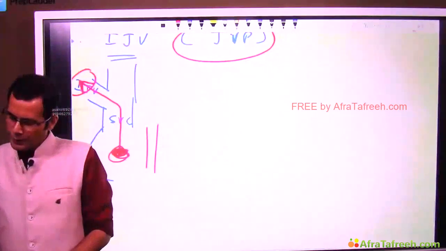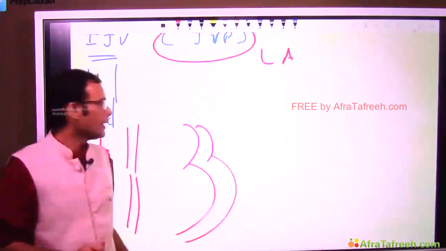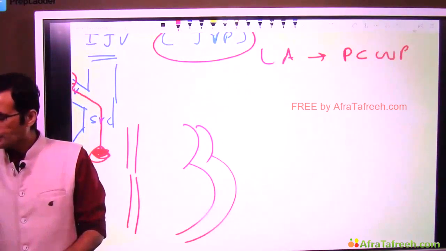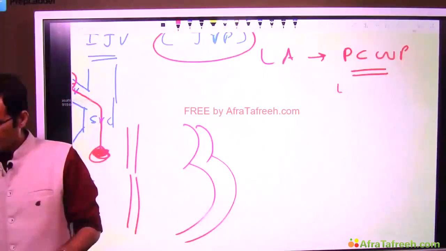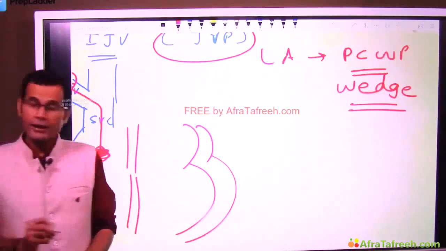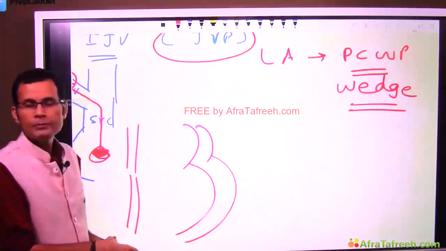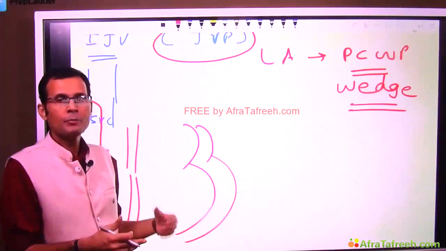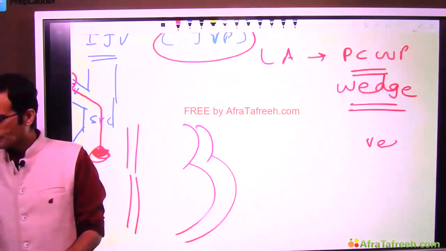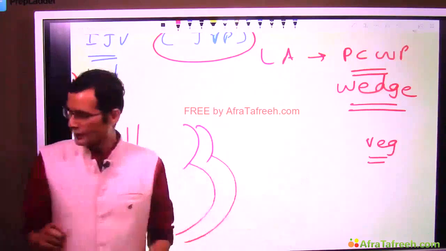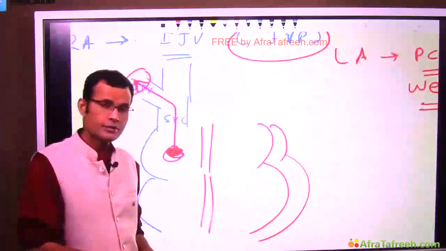Coming to the left atrial pressure changes. Left atrial pressure changes can be recorded as PCWP, pulmonary capillary wedge pressure. Yes, I had to write it because I was taking a lecture, and in the break some student came and asked me, sir, about the pulmonary capillary wedge pressure. He had written the notes and he showed me the notes in which wedge was written like this. So pulmonary capillary wedge pressure reflects the left atrial pressure changes.